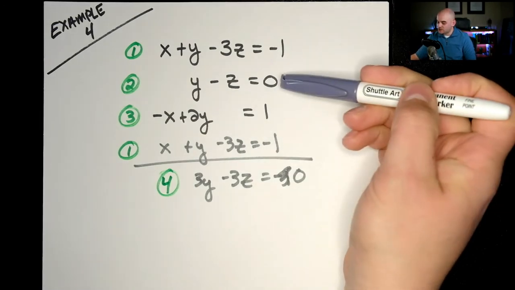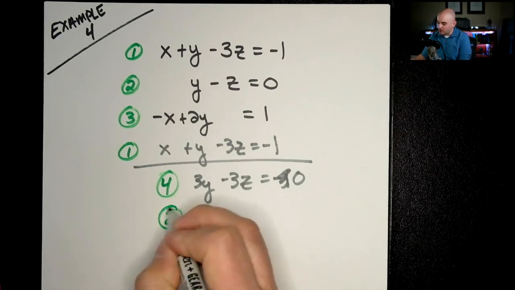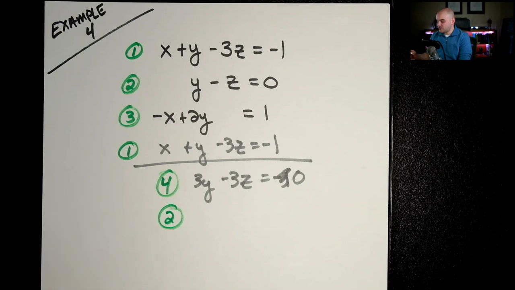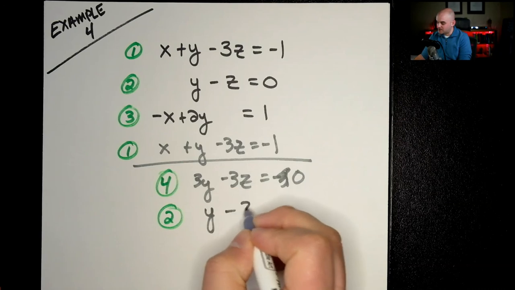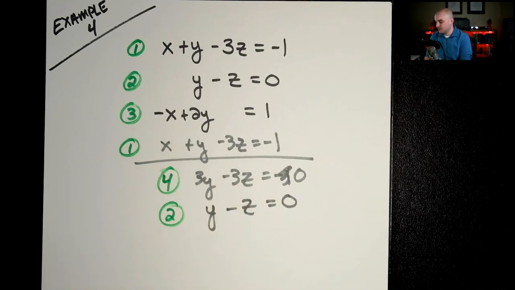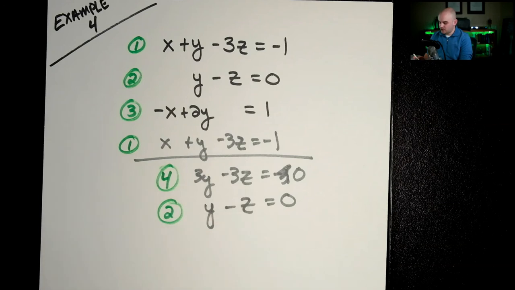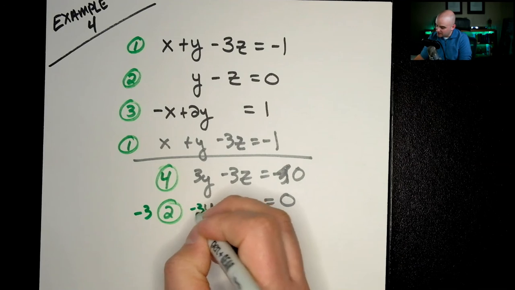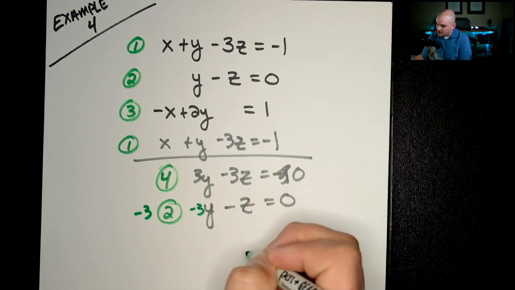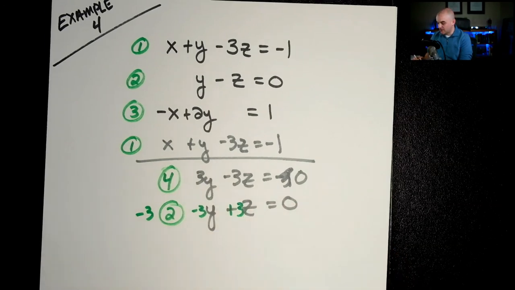Now I have equation 2 here with the x already eliminated, so I'm going to pair up equation 4 and equation 2 and see what I can figure out about either z or y. So y minus z equals 0. And so I got to pick one of these and eliminate it. So I'm going to eliminate the y's. If I multiply equation 2 by negative 3, what I get is negative 3y, and negative 3 times negative 1 is positive 3z, and then just 0 right there.